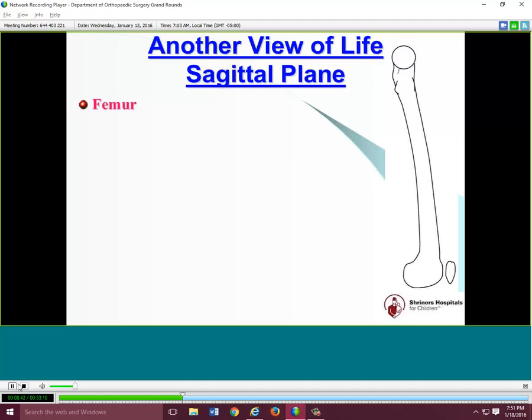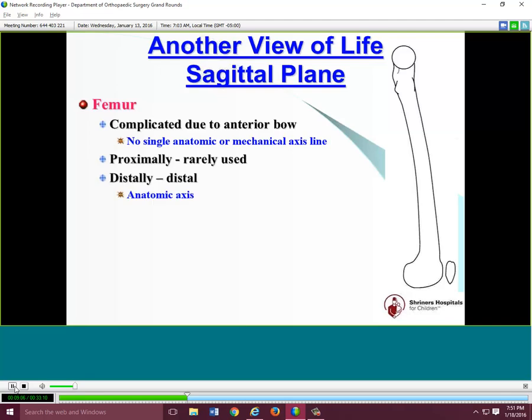Looking at it from the sagittal point of view, this gets a little bit more difficult, particularly in the femur. Proximally, it's very complicated. The femur is a complicated bone to look at sagittally anyway, because you have the anterior bow. And looking at the upper part of the femur is rarely done. I've never done it in my career, and it's probably more of an academic exercise. Distally is a little trickier also.